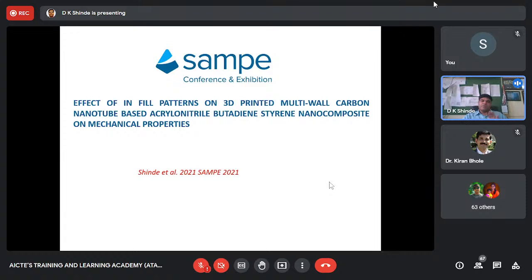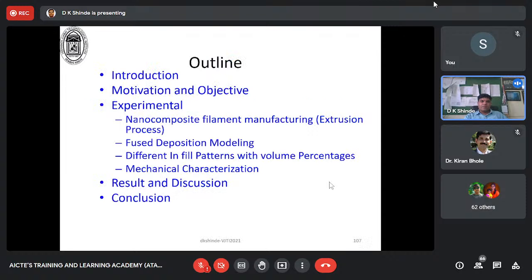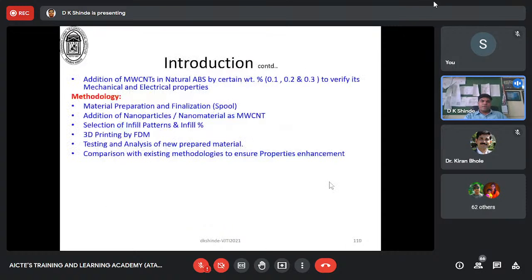So we chose multiple-wall carbon nanotubes and ABS again as the material to fabricate using the FDM process. This is also from a Sampi published paper from 2021.